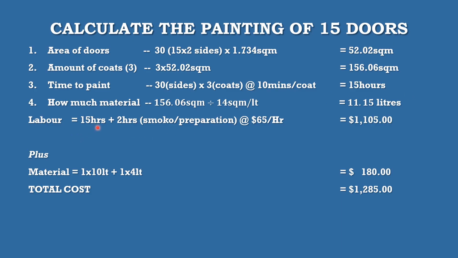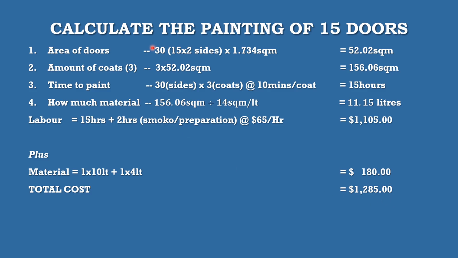Now the labour is 15 hours. Let's add on another couple of hours for smoko and a bit of preparation. Say you're charging out at $65 an hour, gives you a total of $1,105. The material, well, we'll have to buy a 10 litre and a 4 litre. Let's say it's $180 for example. So the total cost for painting 15 doors is $1,285.